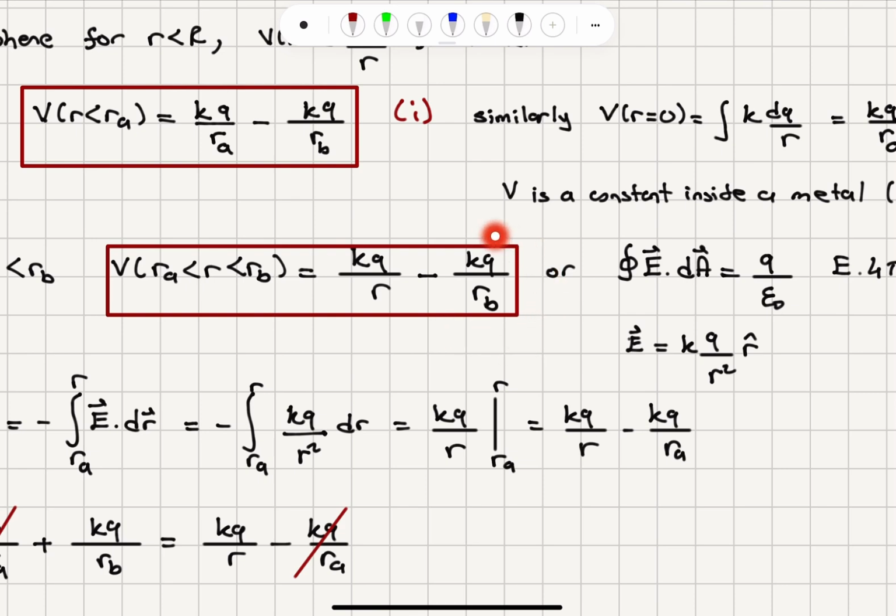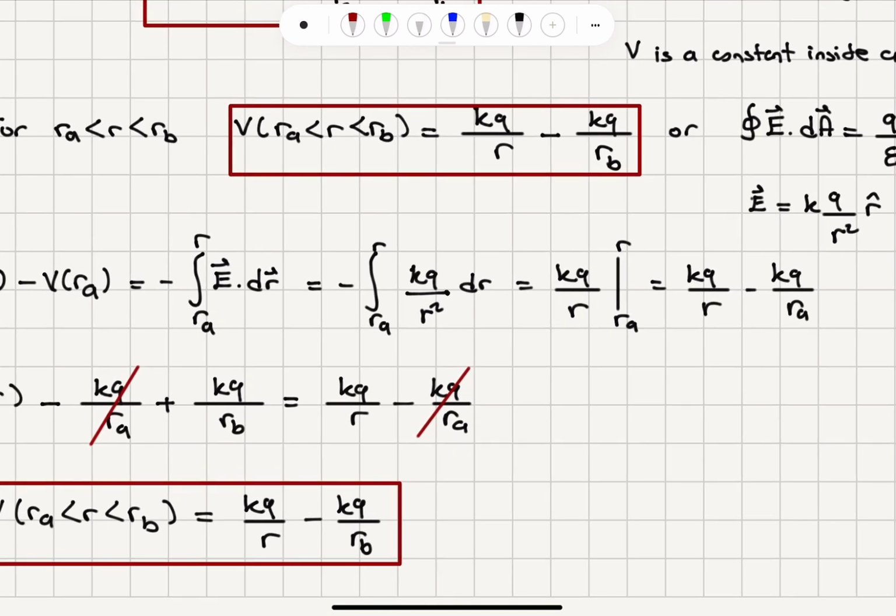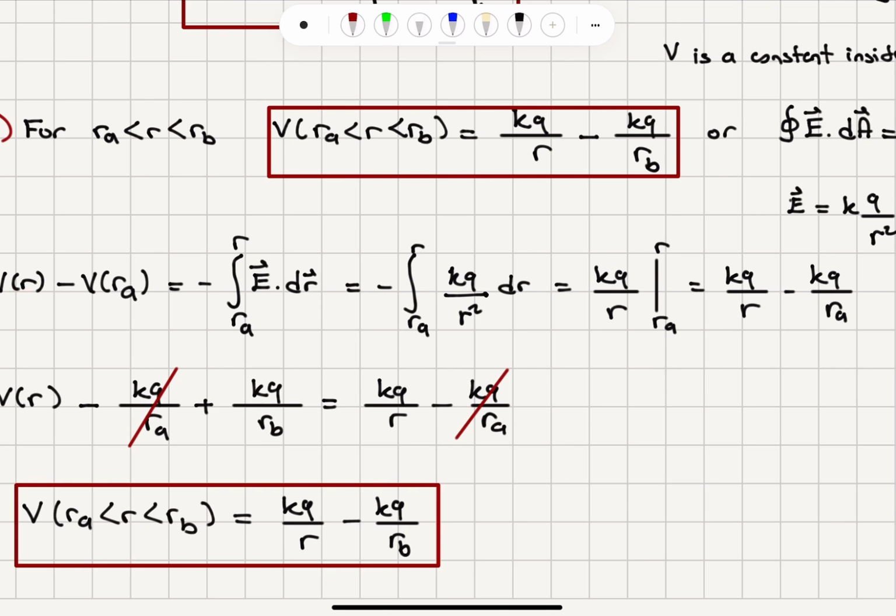So here I consider inside a metal spherical shell. Here I consider outside a metal sphere and add up the contributions from both. Or using Gauss law, I can find the electric field inside, and using the electric field, potential at R minus potential at RA is minus the path integral R sub A to R, dot product of electric field with displacement. That also gives me the same potential difference. So that's the answer to the second part.